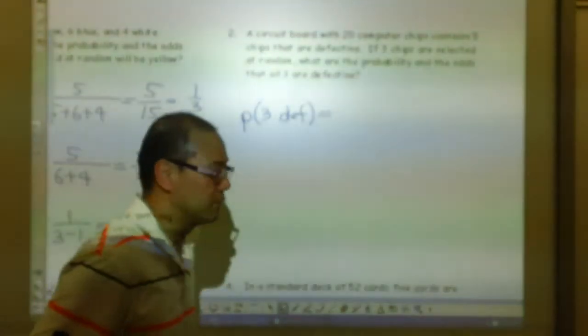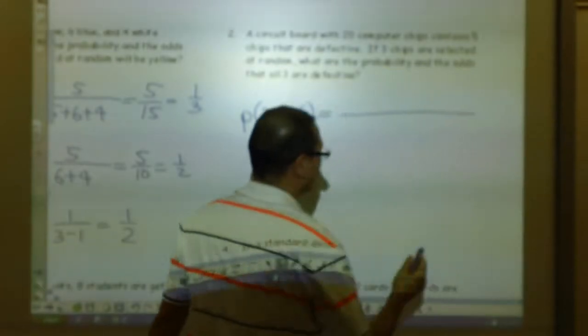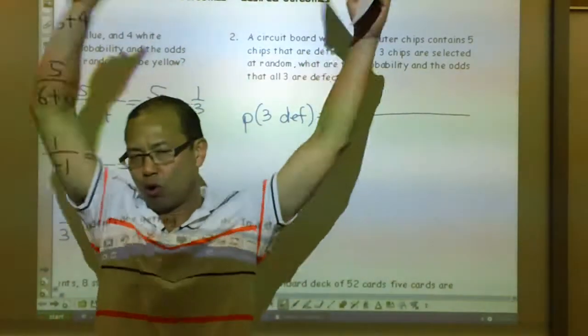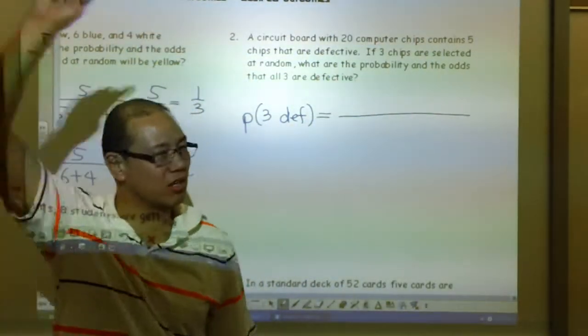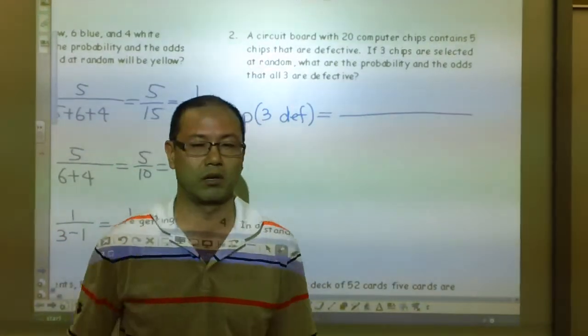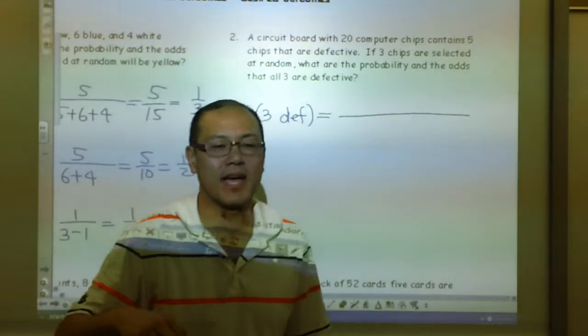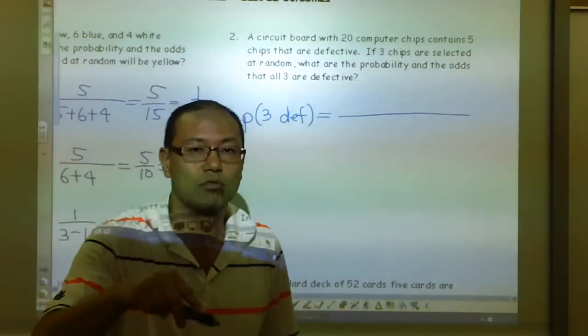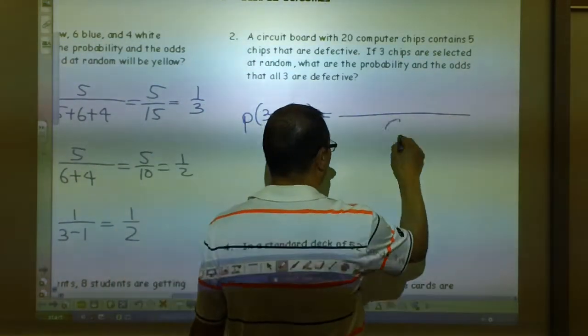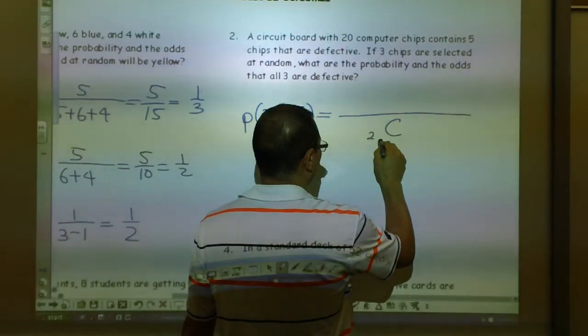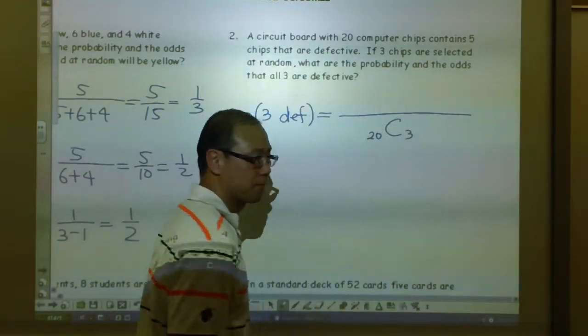It is much easier to always figure out the total possibility of all the ways of picking 3 chips out of 20. Okay? So, what are all the different ways I can group 3 chips out of 20? That's combination of 20 chips taken 3 at a time.